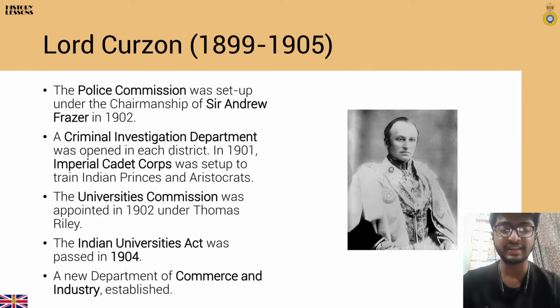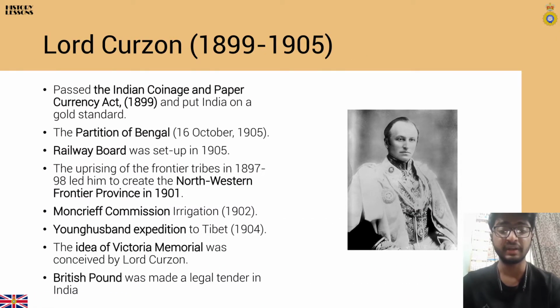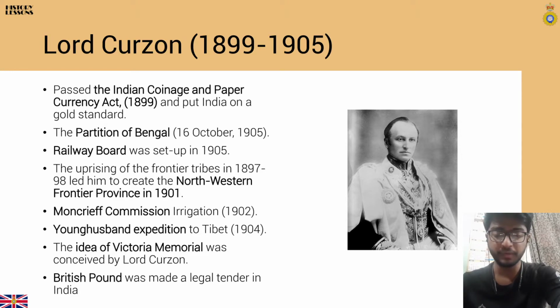The Criminal Investigation Department was opened in East District in 1901. Imperial Cadet Corps was set up to train the Indian princes and aristocrats. The partition of Bengal happened on 16 October 1905 during his reign. The Railway Board was set up in 1905.